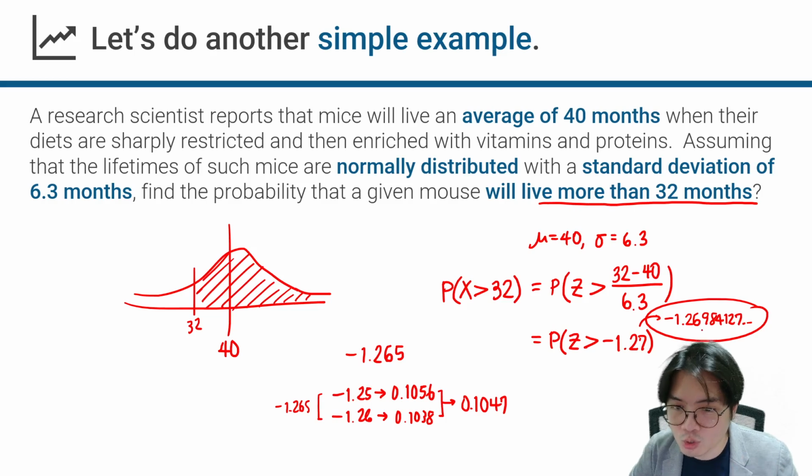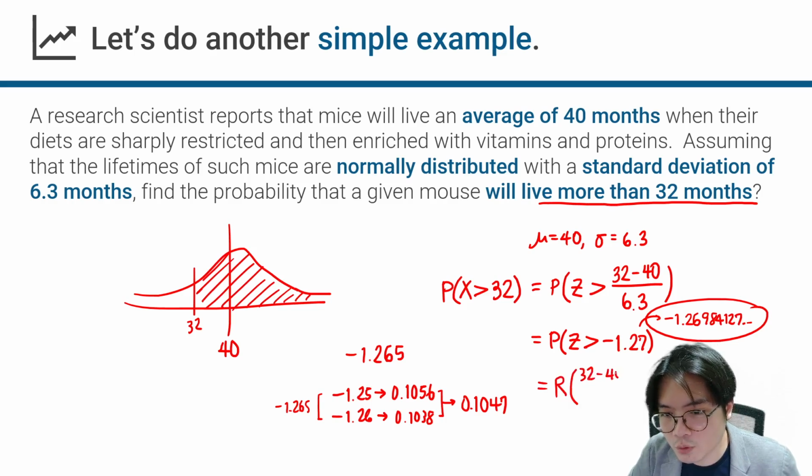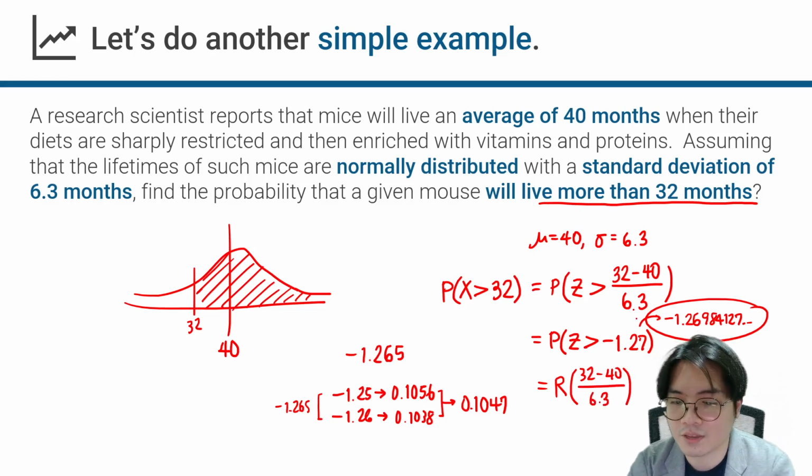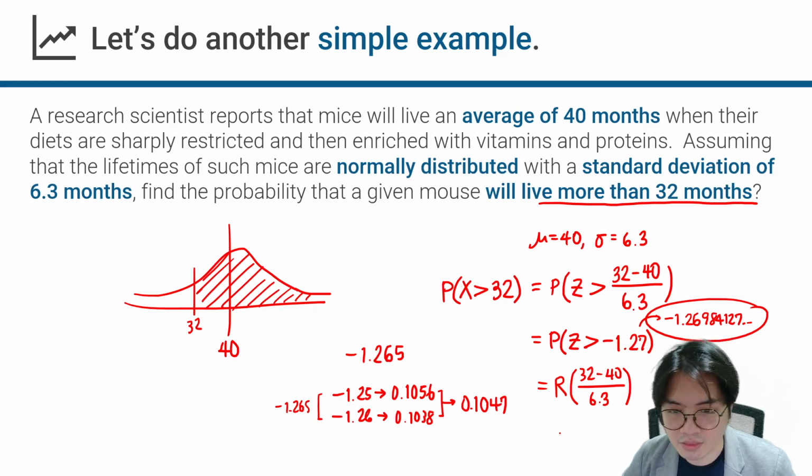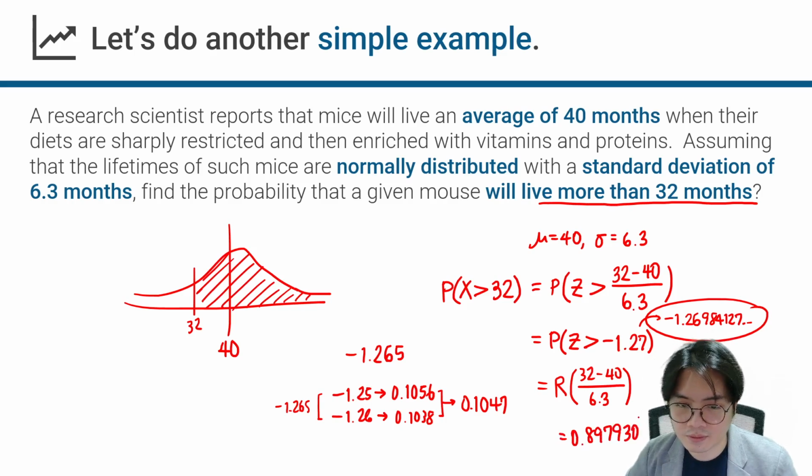What you can just do is write it down on your calculator. Shift, R, of 32 minus 40 all over 6.3. It will do its magic for you. Say, for example, 153 R of 32 minus 40 divided by 6.3, and what you will get is 0.89793. Okay. That is what you would do.